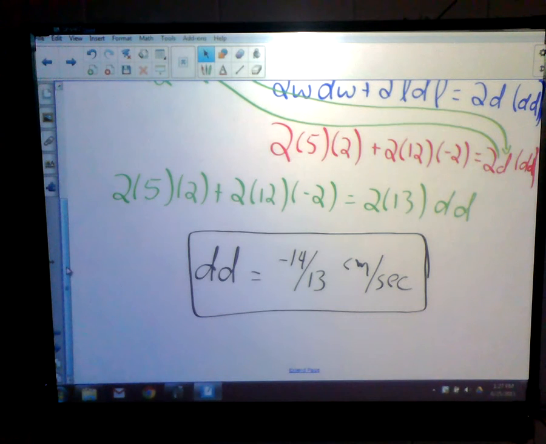There's a problem where not all the information was given in the first explanation. You had to use what you had to find something else. Now, in these problems, everything was changing. There was no constant throughout the problem. So let's take a look at one where there is a constant throughout the problem.